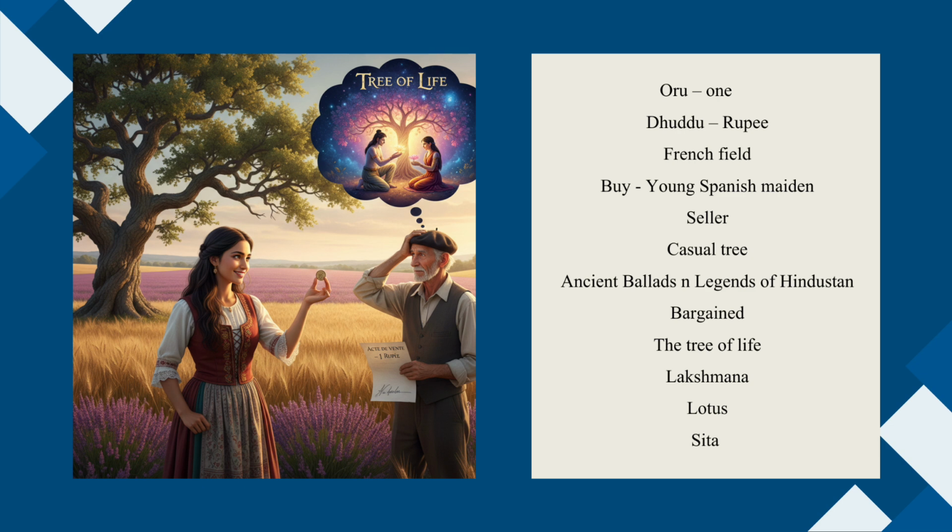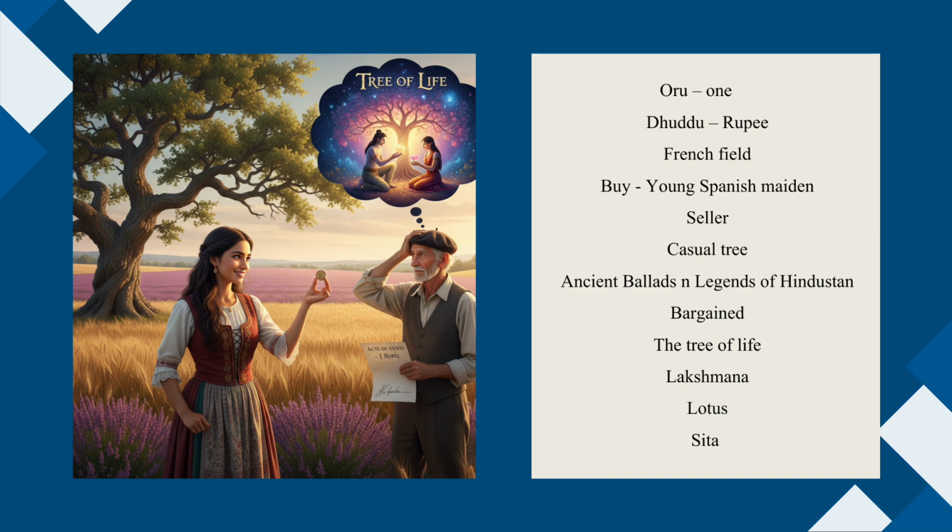She calls this tree as the tree of life. Do you know why? She tells that only under this tree, Lakshmana gave a lotus to Sita in Ramayana. So by hearing the story, the seller agrees and gives away the French field for 1 rupee. And that is the story. I hope you got the story.